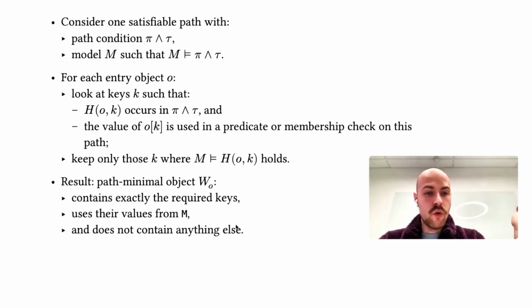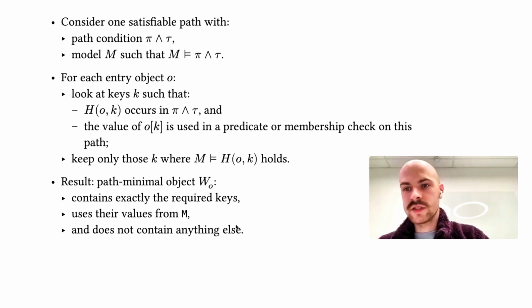For each entry object O, we look at the keys of this object, and if we have this property Boolean atom in our path condition, that means that we need to have it in the resulting object. And we keep only this key that is required for this satisfiability. So our result, our path minimal object, contains exactly the required keys. So if you remove any keys of this set, we will have an unsatisfiable path. We use these values from our model, so all the values also satisfy this path, and it does not contain anything else.